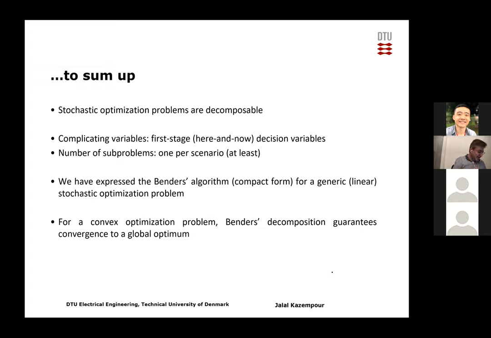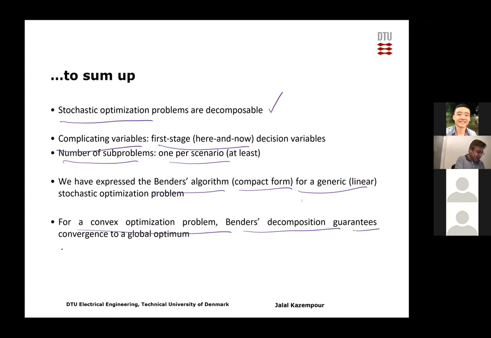So to sum up, a stochastic optimization problem is decomposable. Complicating variables are first stage decision variables. So the number of subproblems is at least one per scenario. Also, you may manage to decompose more, for example, one per hour, up to you. And we have expressed Benders' algorithm for a generic linear stochastic optimization problem, and we use the compact form. And remember, for a convex optimization problem, Benders' decomposition guarantees convergence to global optimality.